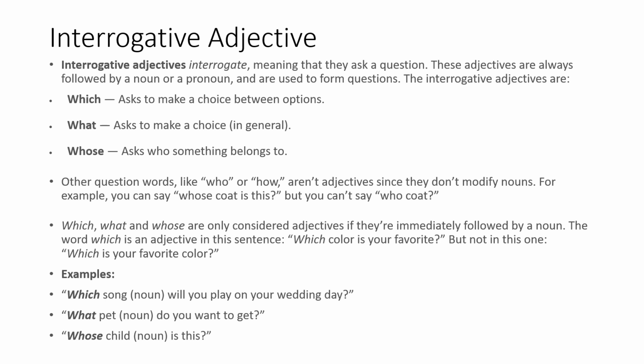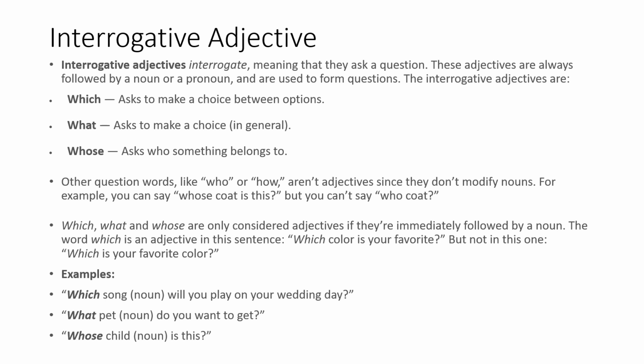Other question words like who or how are not adjectives since they don't modify nouns. For example, you can say whose coat is this, but you can't say who coat. Which, what, and whose are only considered adjectives if they are immediately followed by a noun. The word which is an adjective in the sentence, you can see which color is your favorite, but not in this one, which is your favorite color.